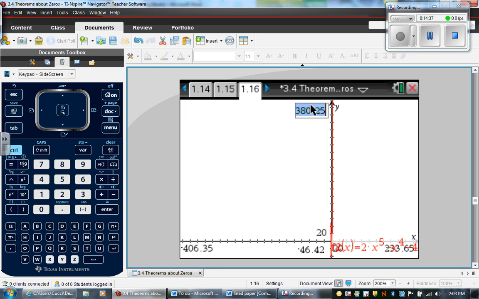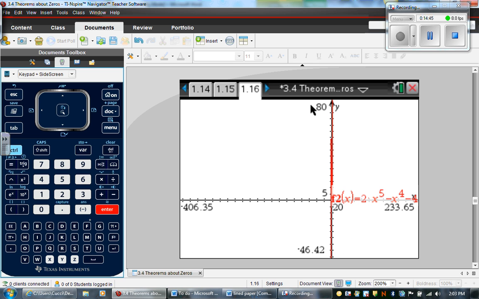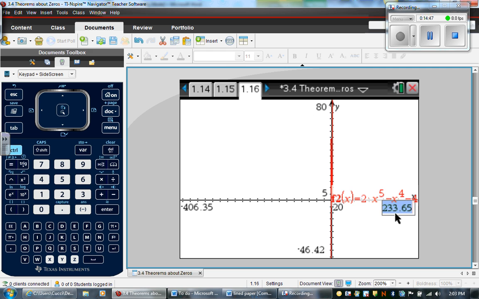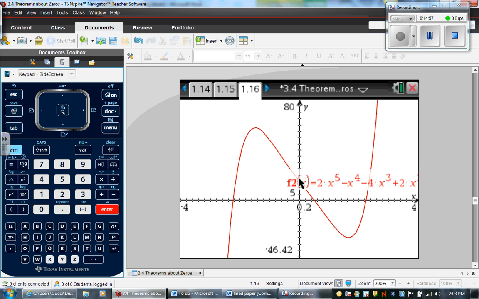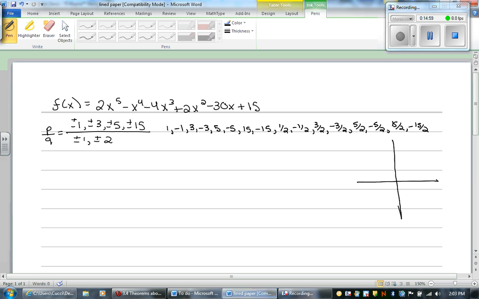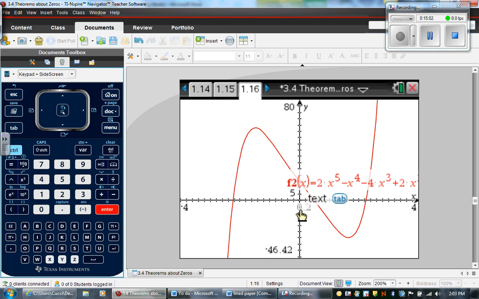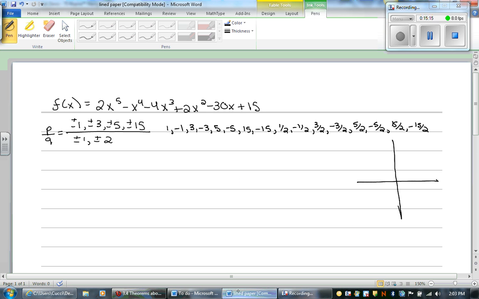Okay, let's make this, I don't know, 80. And okay, so here's the general look of it. All right, so we got to kind of figure out what we want to test. And I want this scale to be 1 so that it's easier to see. It looks like it's between 2 and 3 and between -2 and -3. So between 2 and 3, between -2 and -3.